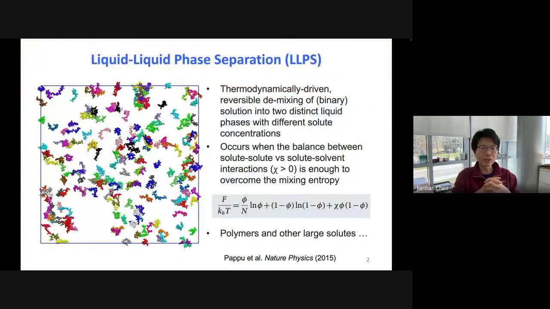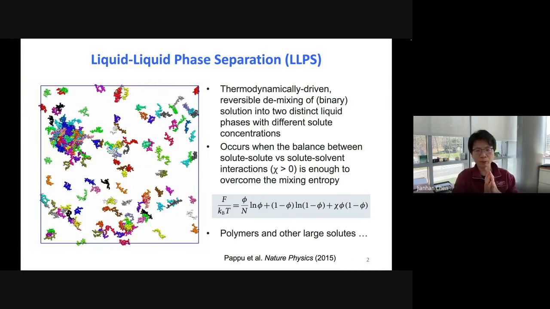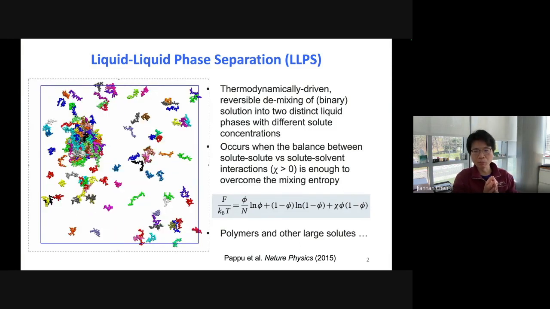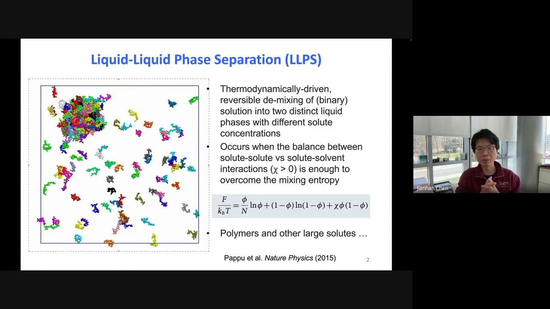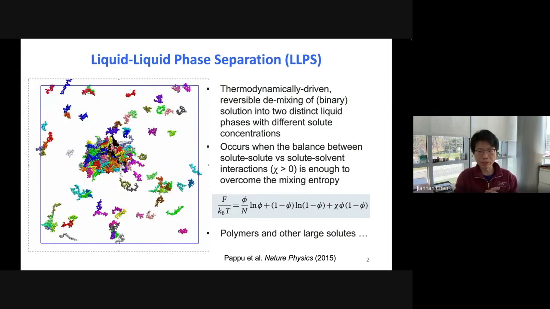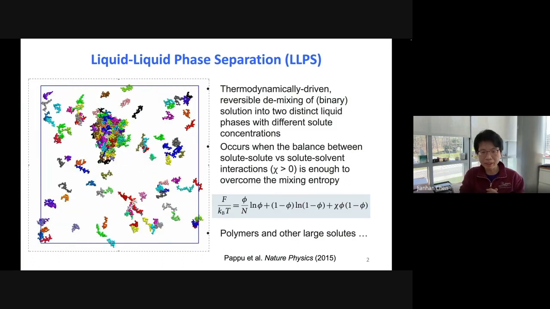First, a little introduction to phase separation. So-called liquid-liquid phase separation is actually a really well-known phenomenon in physics. These are thermodynamically driven and reversible mixing and demixing of a solution into two distinct liquid phases, where you have really different solute concentrations. This can happen whenever the balance between the solute-solute and solute-solvent interactions is such that they are sufficient to overcome the entropic cost of demixing.